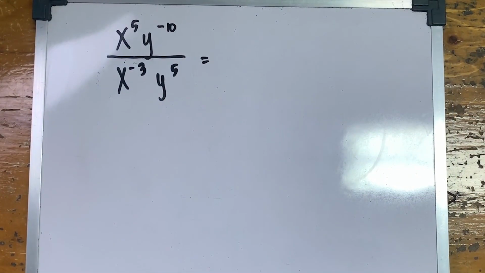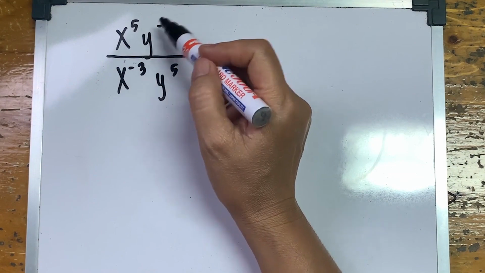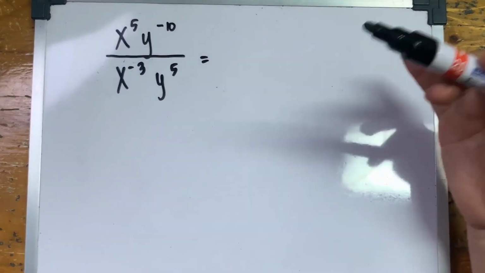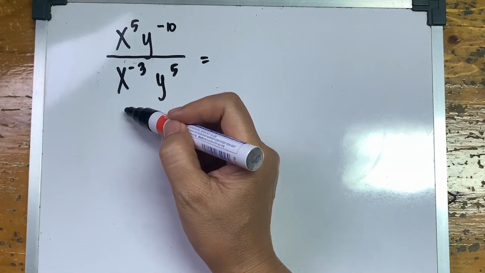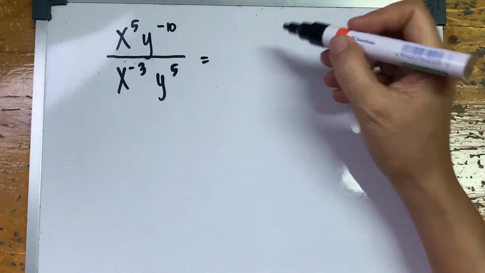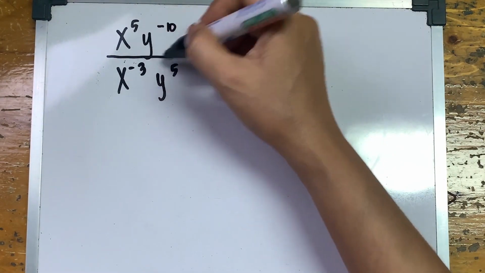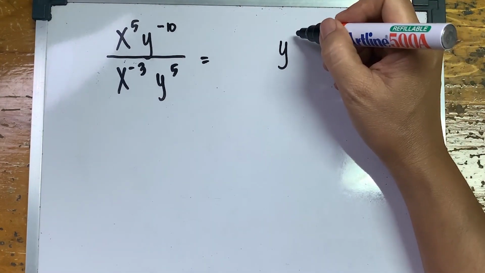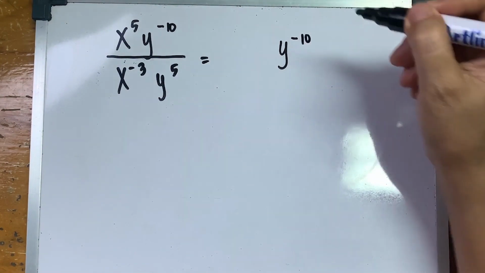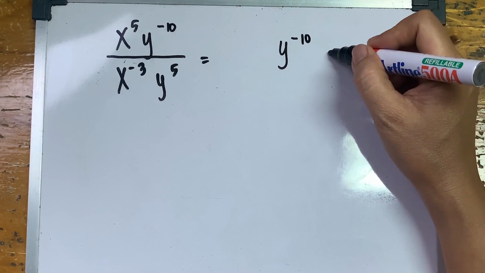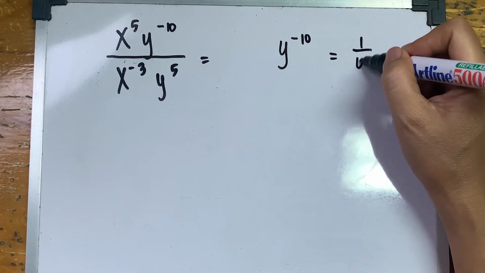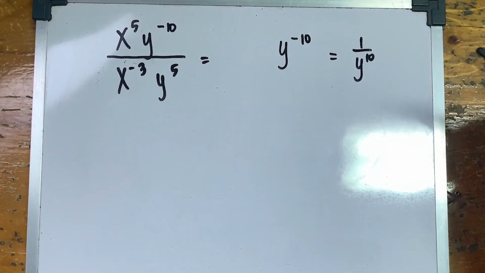Okay, another example, x to the 5th y to the negative 10 divided by x to the negative 3 y to the 5th power. Okay, this one we're working on the negative exponent in the numerator and at the same time a negative exponent in the denominator. Remember, let's work on the one in the numerator first. So if we have y to the negative 10, we need to get the reciprocal of this one. So it will be 1 over y to the 10th power.